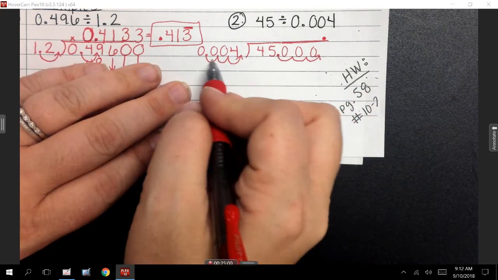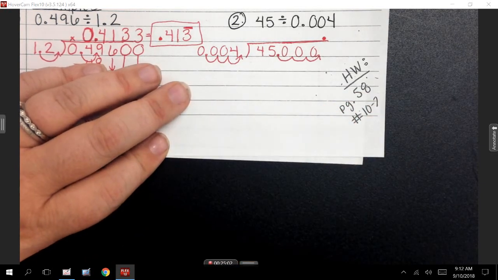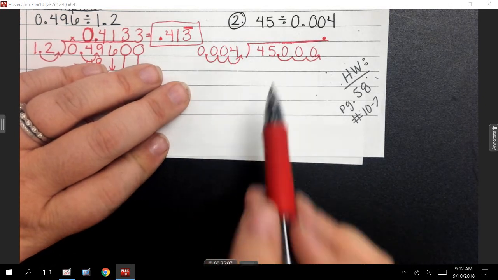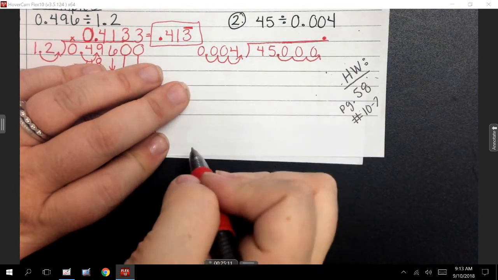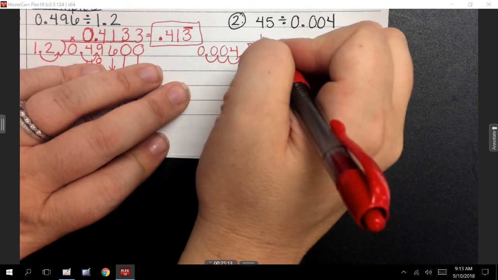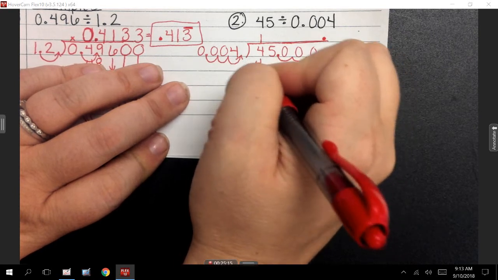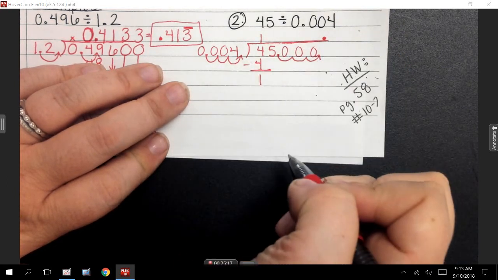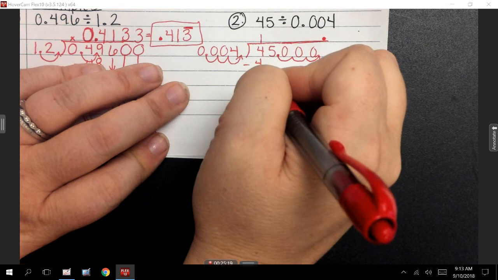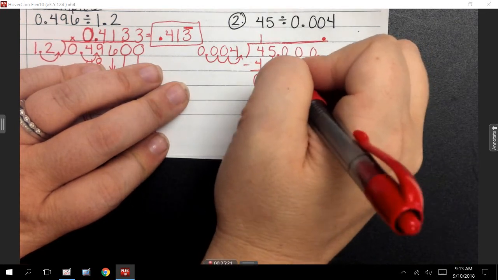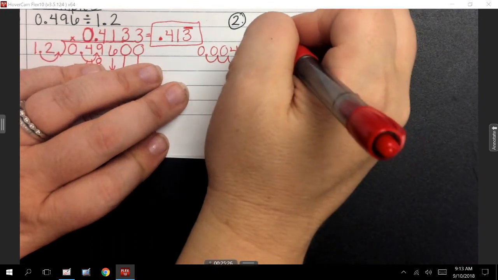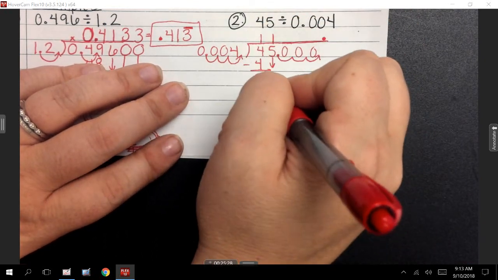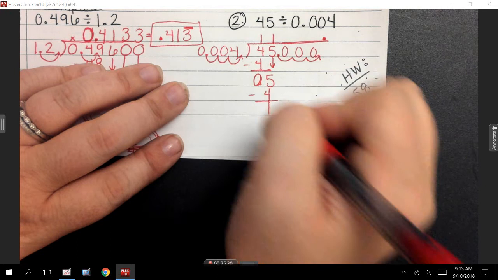All right. So now what number am I actually dividing here? Just the number 4, where this problem started out looking crazy hard. Now we're just dividing a 4. How many times will 4 go into 4? Once. 1 times 4 is 4. When I subtract, I get 0. Bring down the 5. 4 will go into 5 how many times? 1. 1 times 4 is 4. When I subtract, I get 1.